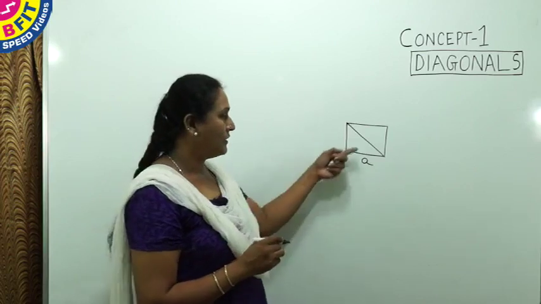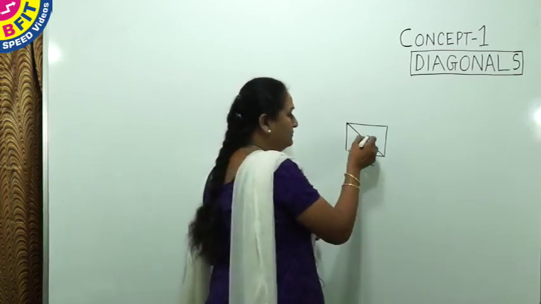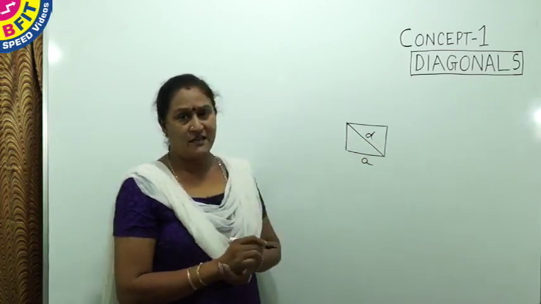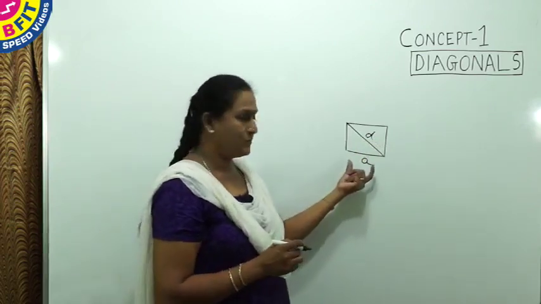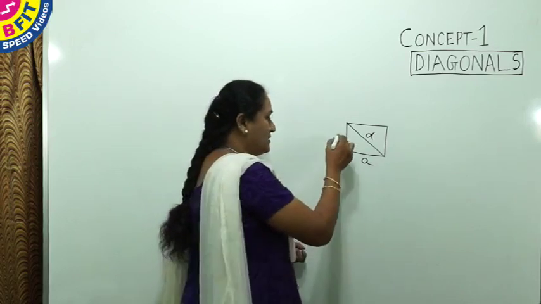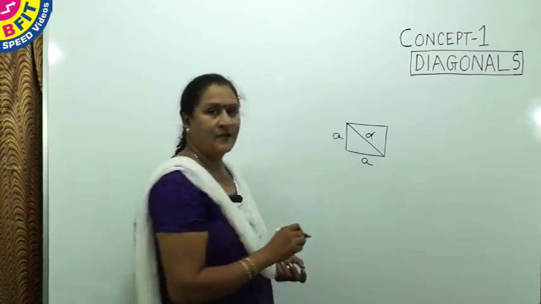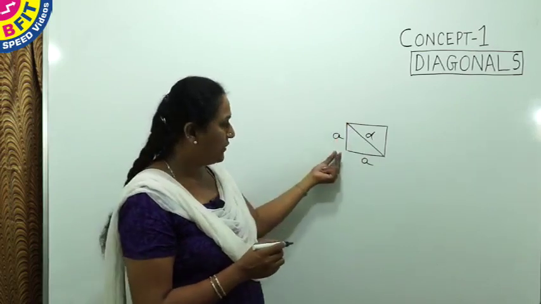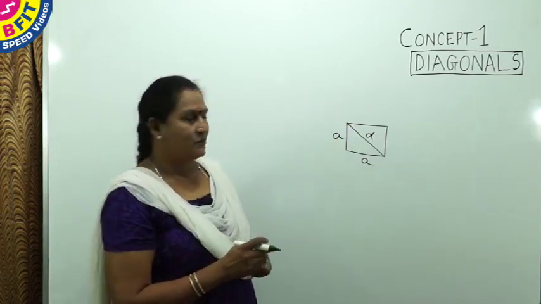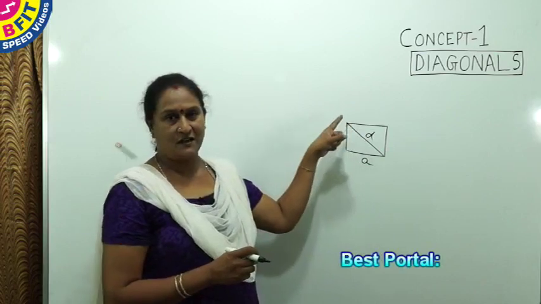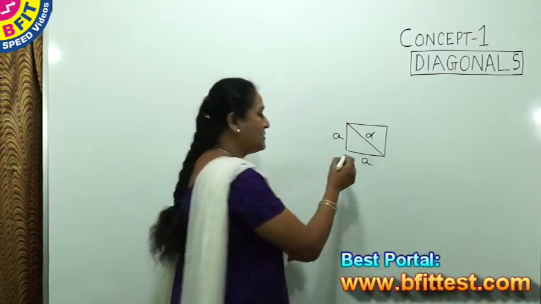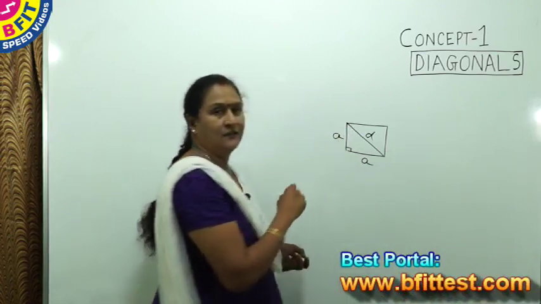And how to calculate the length of the diagonal? For a square, all sides are equal, and if there is a square of side A, this length is also A, and we need this diagonal length. Can you figure out any shape here? It is an isosceles triangle, a triangle which has two same sides, and it is also a right angle triangle.